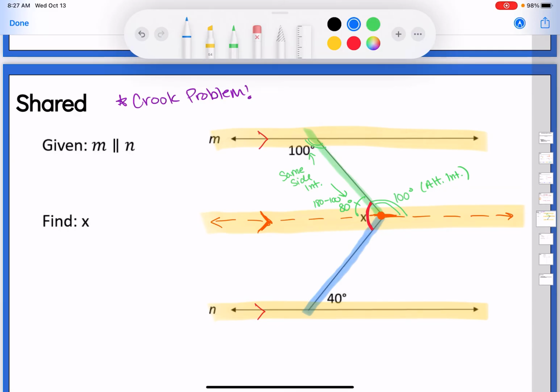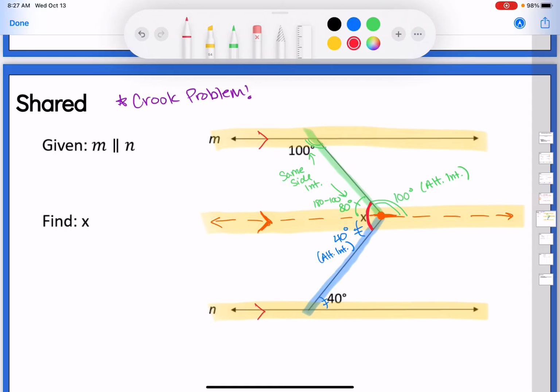Then I'm going to go down and look at the bottom. Here is my 40-degree angle. Now this is a separate transversal, right? My 100 does not transfer past that dotted line. That's only on the green transversal. I have a blue transversal now, so it's a separate problem. But, oh, I see alternate interior down here, right? So this one would also be 40 degrees because it's alternate interior to this guy.